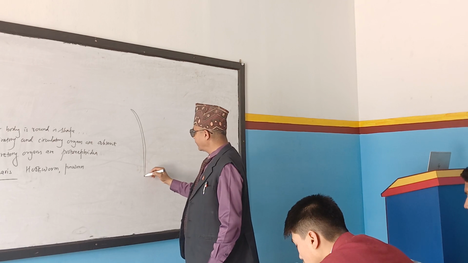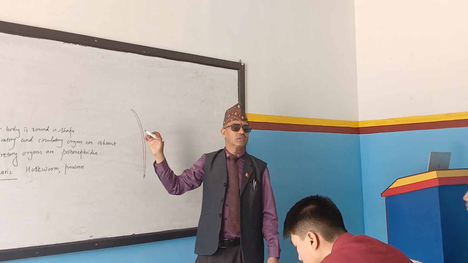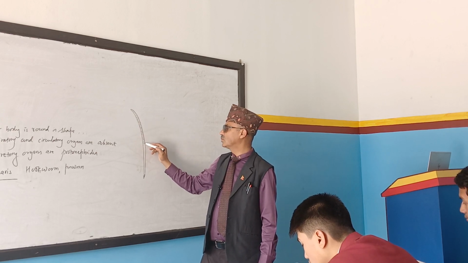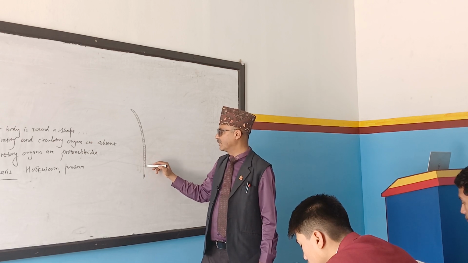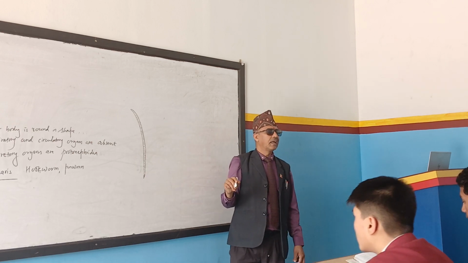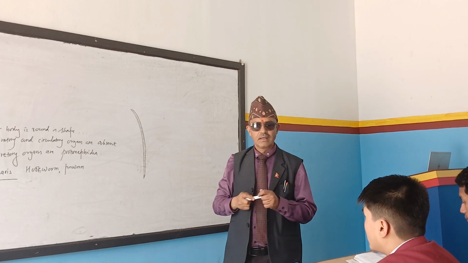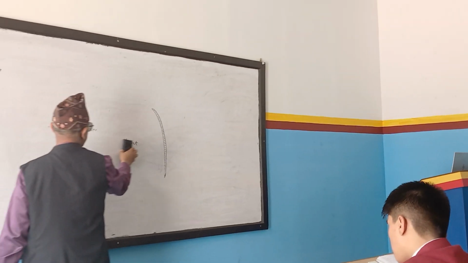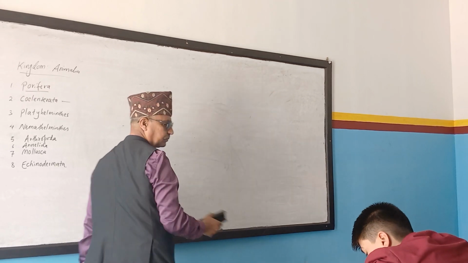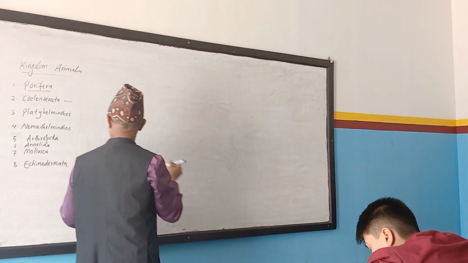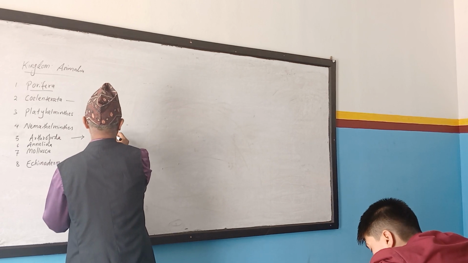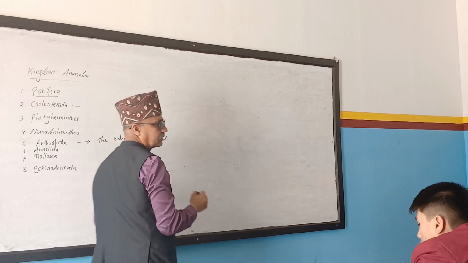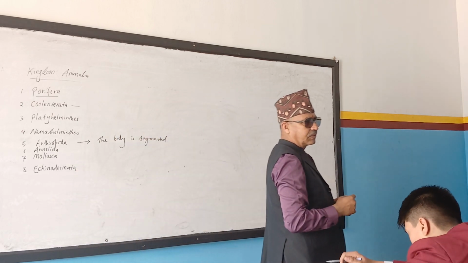But if the organism's body contains such type of rings, then that organism does not belong to the phylum nemathelminthes. In which phylum does it belong? Annelida. Okay, children, now find out any three major characteristics of Annelida. What's the first major characteristic? Their body is cylindrical. Yeah, the body is segmented. There are many segments, many rings. Body is segmented, right? Yes.